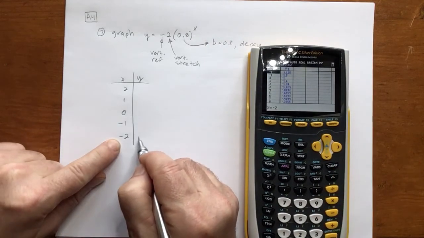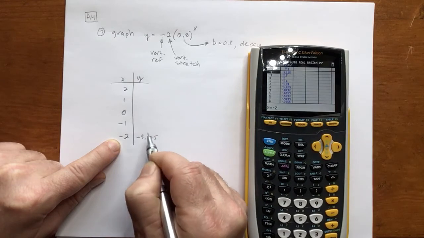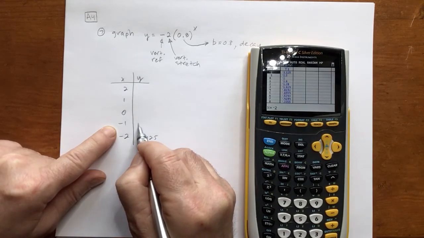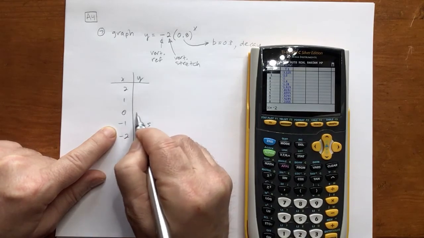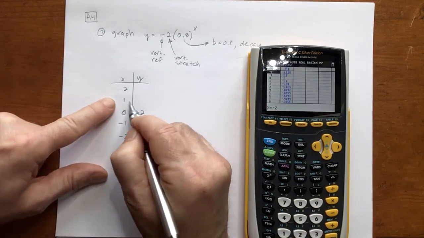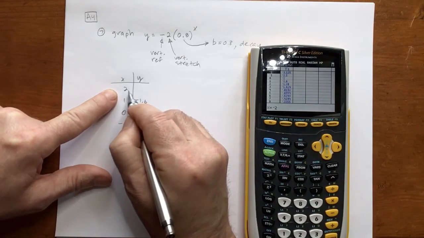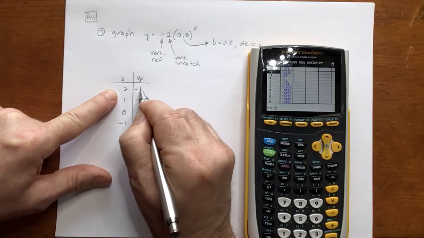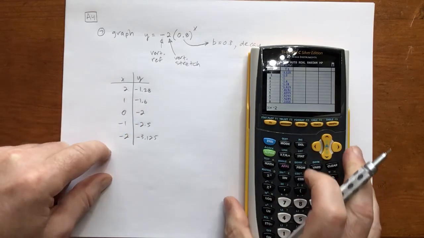When x is negative 2, I get negative 3.125. When x is negative 1, I get negative 2.5. When x is 0, I get negative 2. When x is 1, I get negative 1.6. And finally, when x is 2, I have y equals negative 1.28. So I can remove this now.